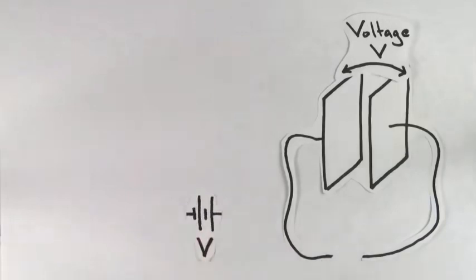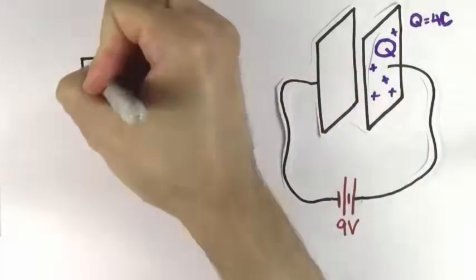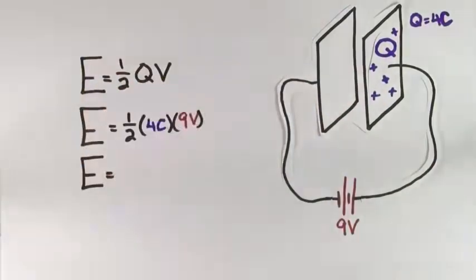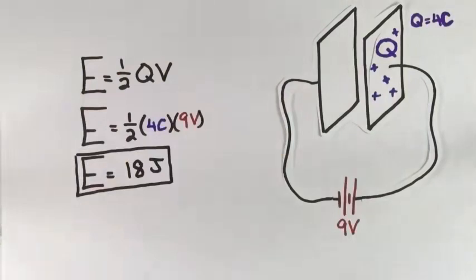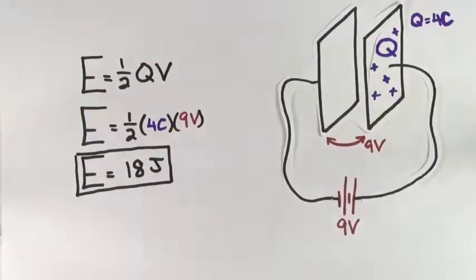If you're just looking at the simplest case of one battery that has fully charged up a single capacitor, then in that case, the voltage across the capacitor will be the same as the voltage of the battery. So if a 9-volt battery has charged up a capacitor to a maximum charge of 4 coulombs, then the energy stored by the capacitor is going to be 18 joules, because the voltage across the capacitor is going to be the same as the voltage of the battery.